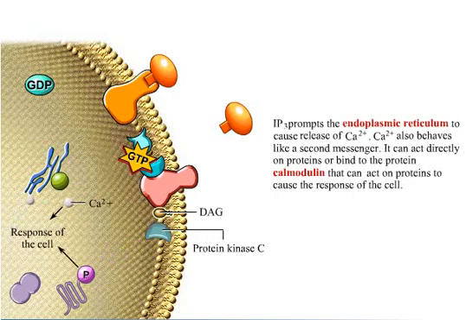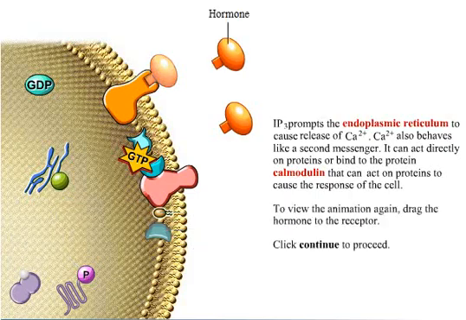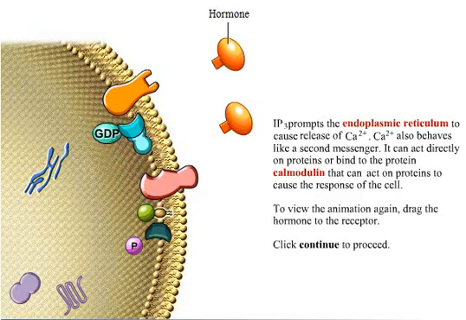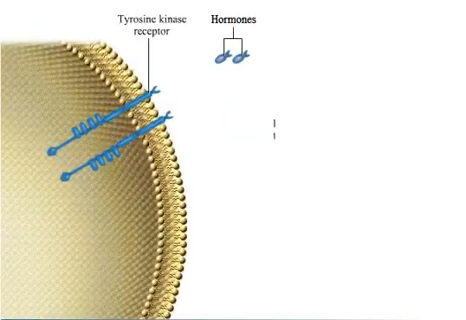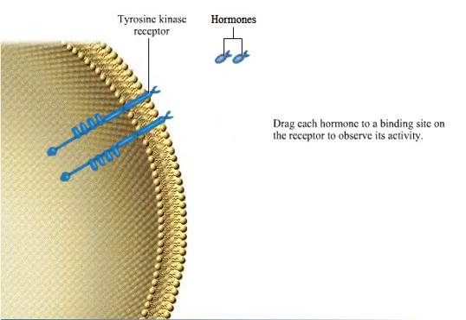Inositol trisphosphate prompts the endoplasmic reticulum to release calcium ions. Calcium ions also behave like second messengers. They can act directly on proteins or bind to the protein calmodulin that can act on proteins to cause the response of the cell. To view the animation again, drag the hormone to the receptor. Click Continue to proceed. Drag each hormone to a binding site on the receptor to observe its activity.